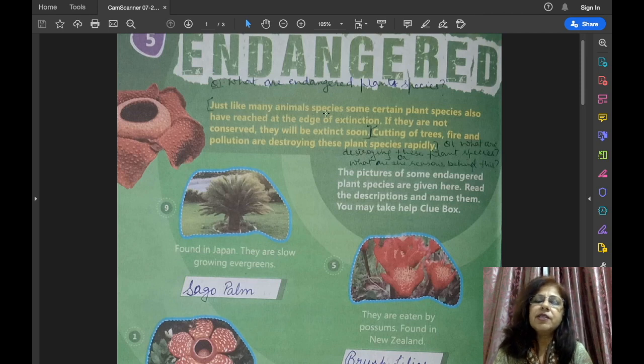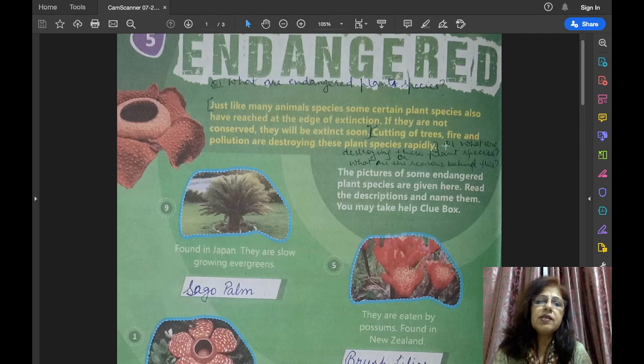Just like many animal species, some certain plant species also have reached at the edge of extinction. Now what is extinction? It means dying out, the process of disappearance. So just like many animal species, they have got extinct. In the same way, certain plant species are also going to die out. If they are not conserved, they will be extinct soon. Conserved means protected. So if they are not protected well, some plant species will also die out soon.